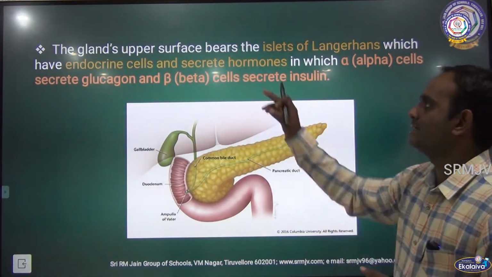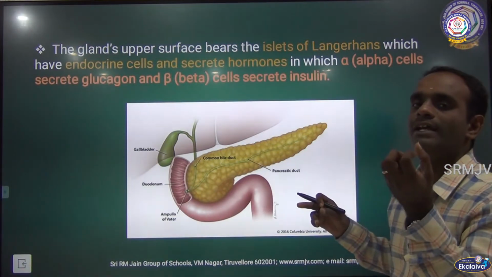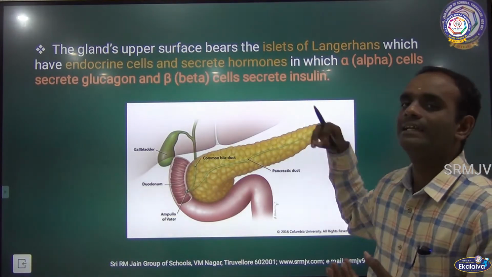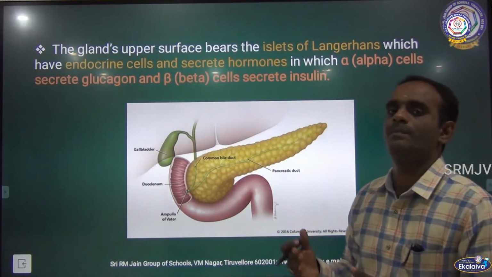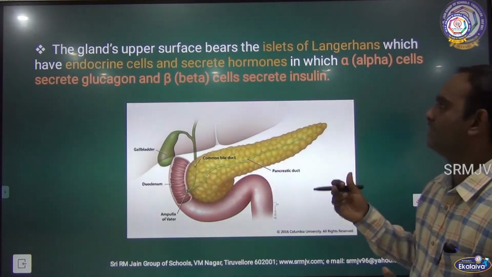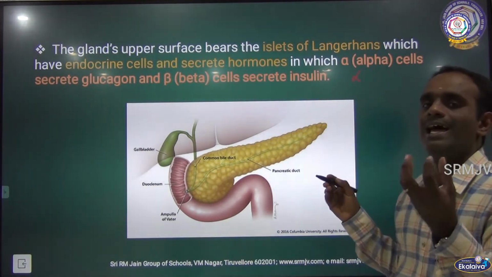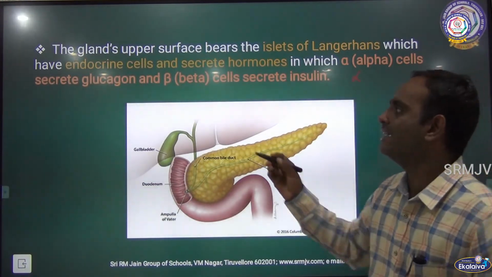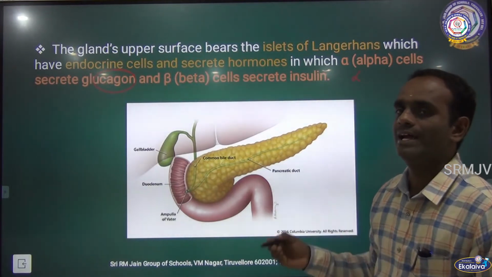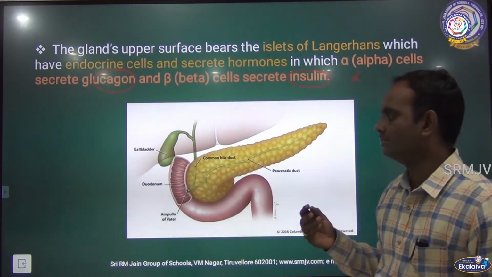The gland's upper surface bears the islets of Langerhans, which have endocrine nature, with endocrine cells that secrete hormones. So the upper surface of the pancreas acts as an endocrine gland. It has two different types of cells, alpha cells and beta cells. Alpha cells of islets of Langerhans secrete glucagon hormone and beta cells of islets of Langerhans secrete insulin hormone. These two are the hormones. Okay.